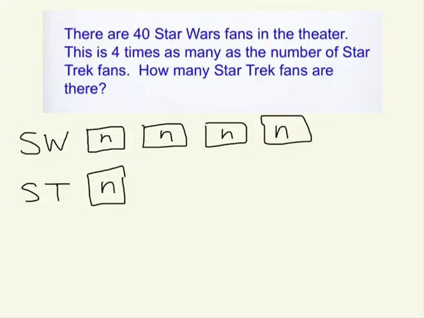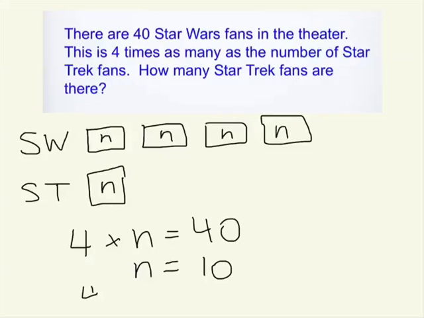Now I can figure out how many Star Wars fans there are, and then determine how many Star Trek fans there are. I see that there are 4 groups of Star Wars fans. 4 groups of N, for a total of 40 Star Wars fans. So therefore I know that 4 times 10 is 40. So N has to equal 10, right? Because 4 times 10 equals 40 Star Wars fans.